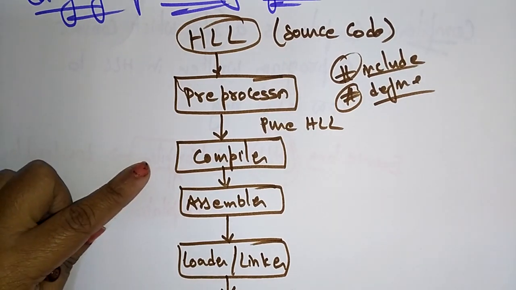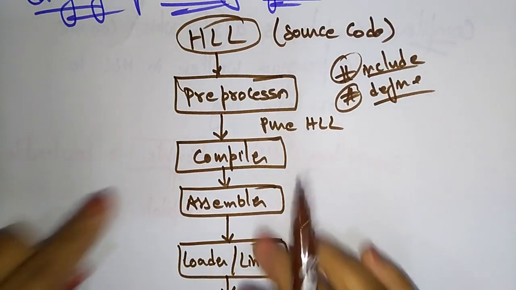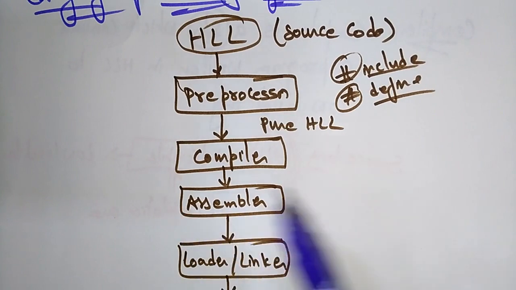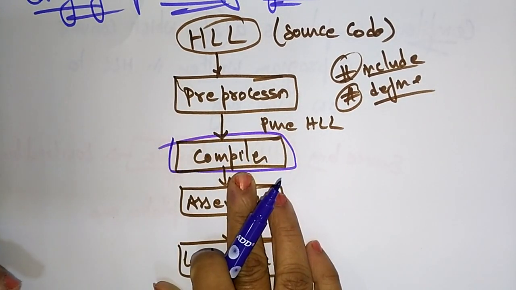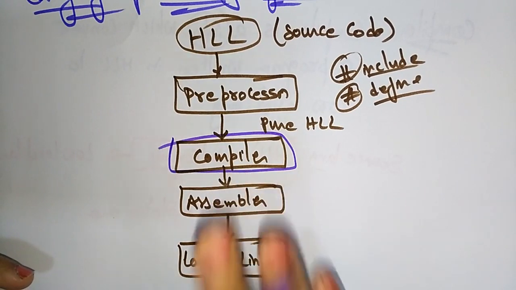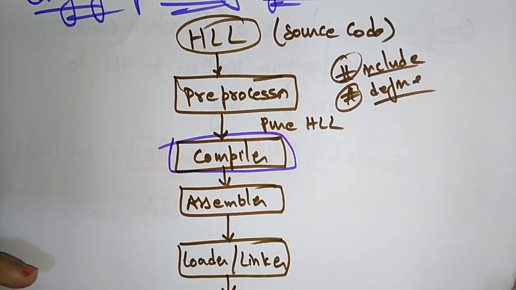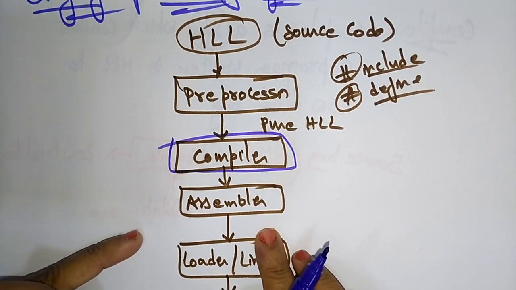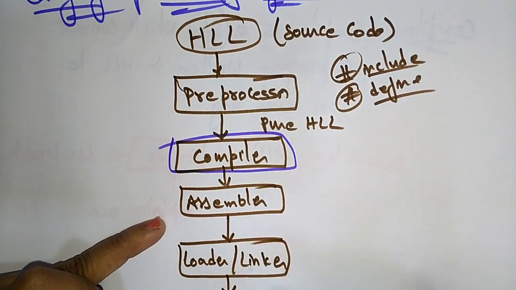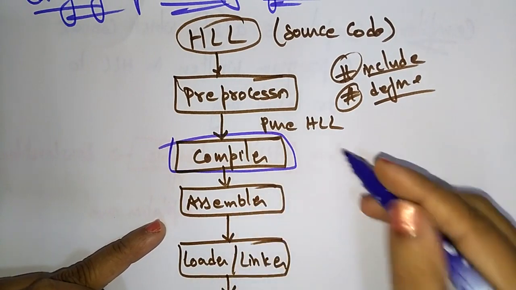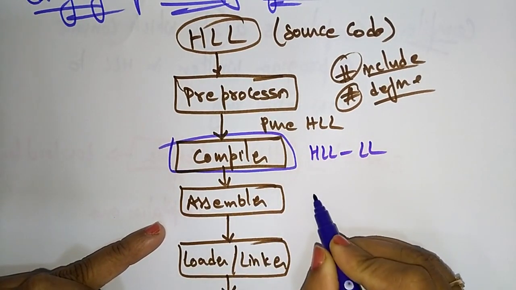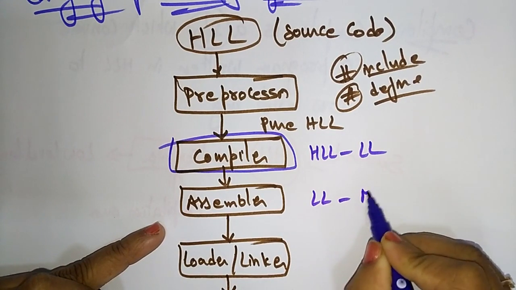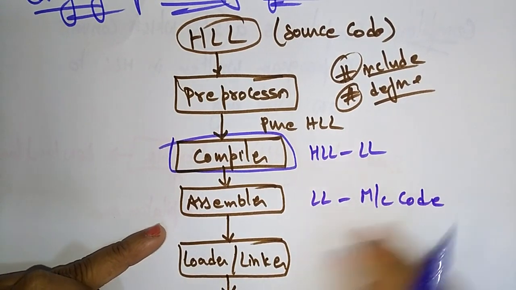After that comes the compiler. What will the compiler do? This compiler is going to translate the program into assembly level language, that is, a low level language. And then the assembler is going to translate the low level language into machine level language. The compiler translates high level to low level language, and the assembler translates low level language to machine code. So this is the process.